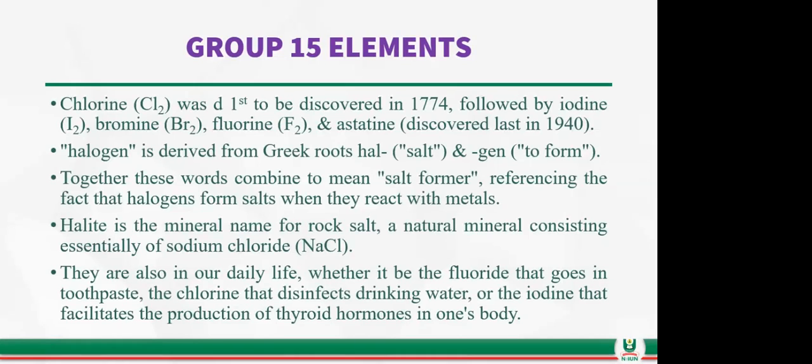Why are they called halogens? The word halogen is derived from two Greek words, hal, which means salt, and gen, which means form. In summary, halogens can be referred to as the salt formers. That's the reason why they have one of the highest reactivities with the main group metallic elements, to form the most ionic salt compounds that have good solubility in water. Halogens form salts when they react with metals.